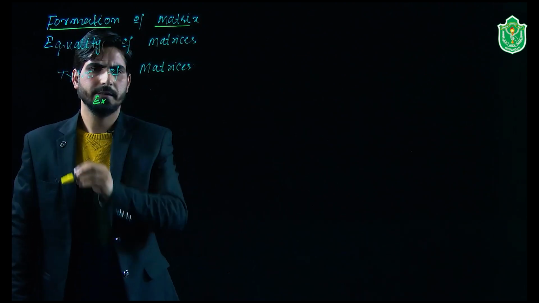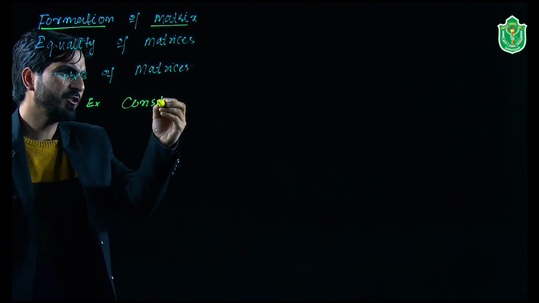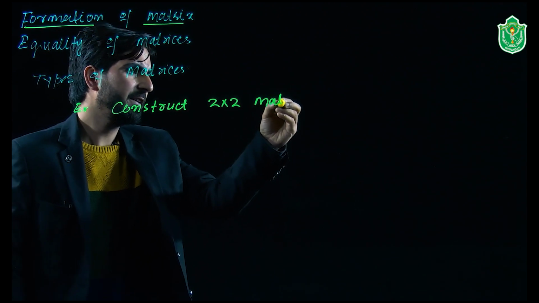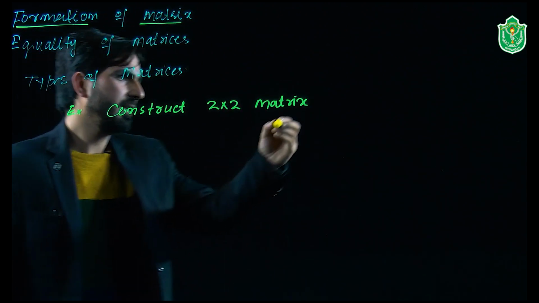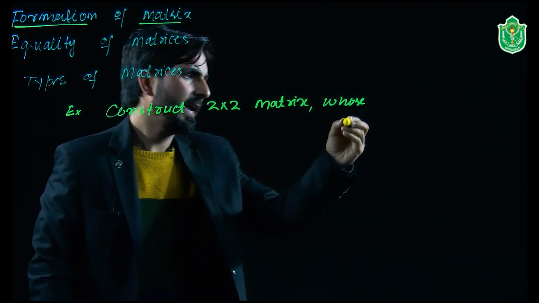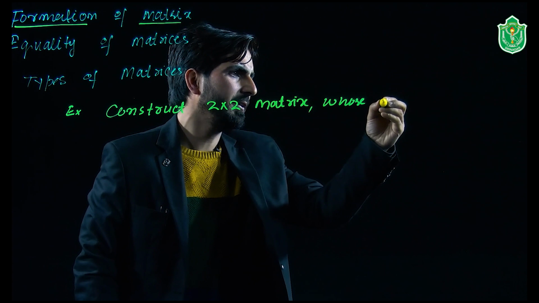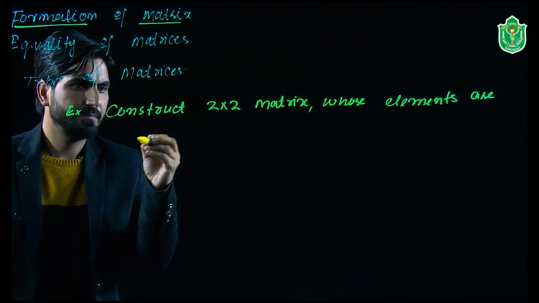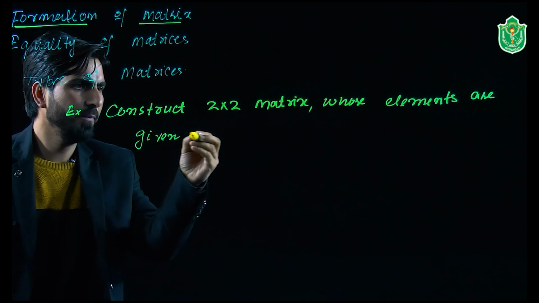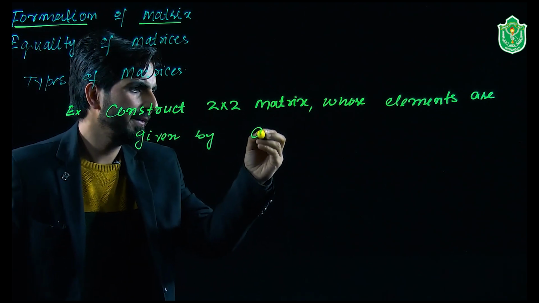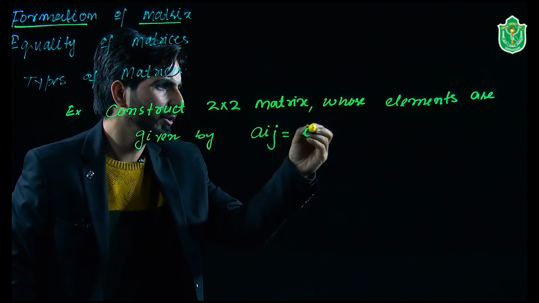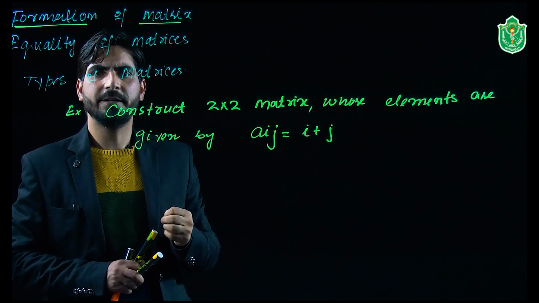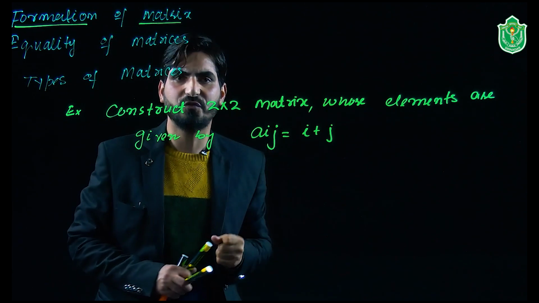Example: construct a 2 cross 2 matrix whose elements are given by the variable element Aij is equal to i plus j. So this Aij is a variable element. In other words, we can say this is the general element for the matrix.